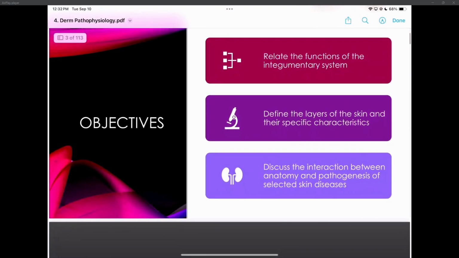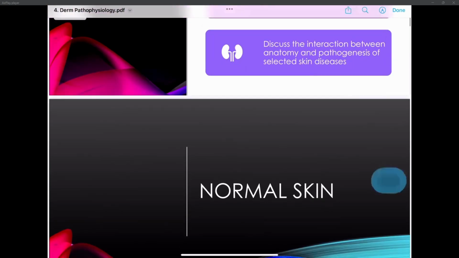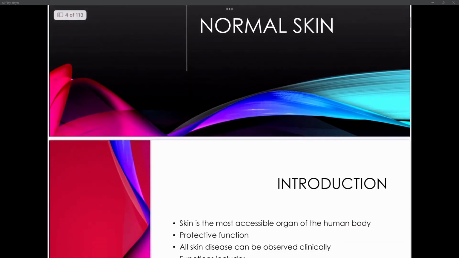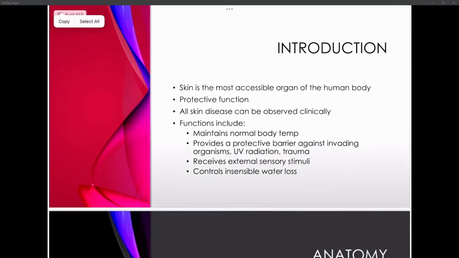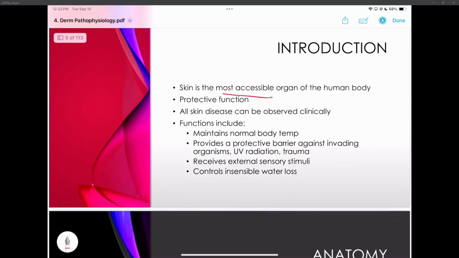So today we're going to talk about the functions of our integumentary system, the layers of the skin, and some pathogenesis as well. So start off with just our normal skin. Obviously, skin is the most accessible organ in the body. It covers our entire body, obviously. Protective function. All skin diseases can be observed clinically, so all you have to do is just look. So if you work in a derm office, if you're doing a skin evaluation, they have to strip down. You have to examine everything and see what's going on.